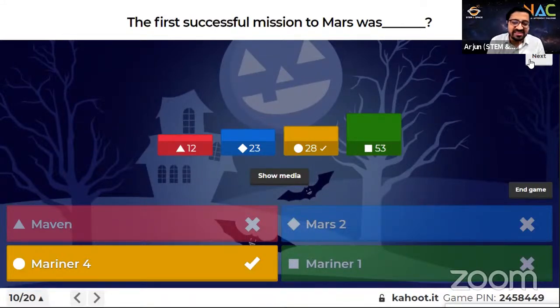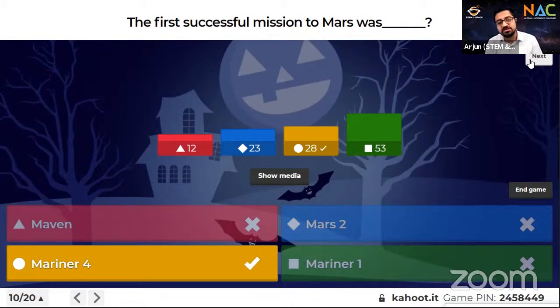Okay. So you might be thinking that yes, it was Mariner, but it should be the first one. No, it was the fourth one. When we first started going to Mars, for the first 4 years, none of the missions were successful. At one point, the scientists at NASA and at Roscosmos, the other organization of Russia which was trying to reach Mars, started giving up hope that maybe we would not be able to reach Mars. But then they were able to get success in the form of Mariner 4.